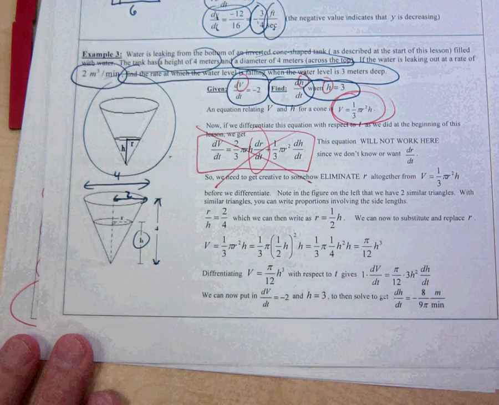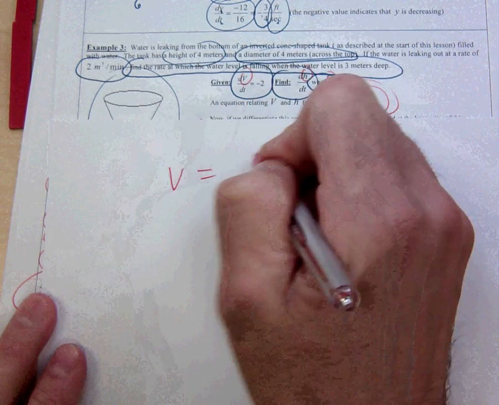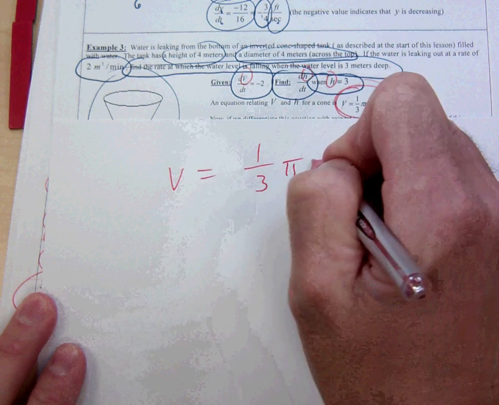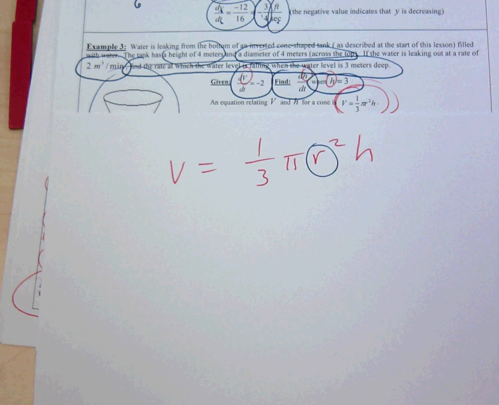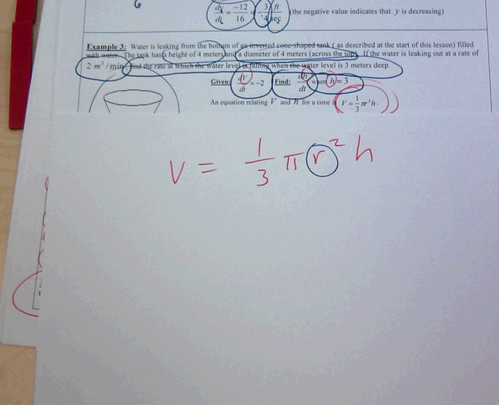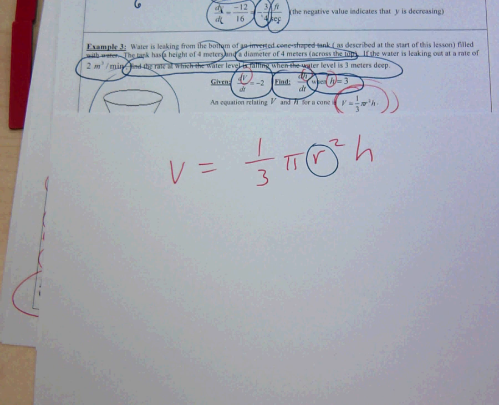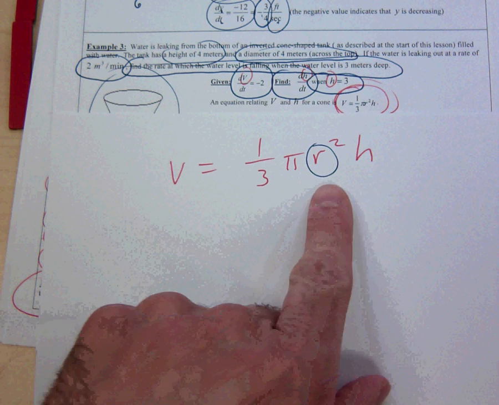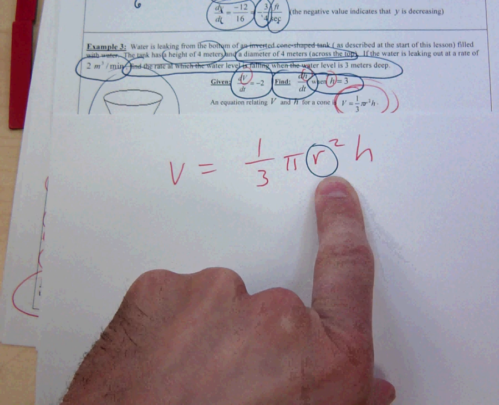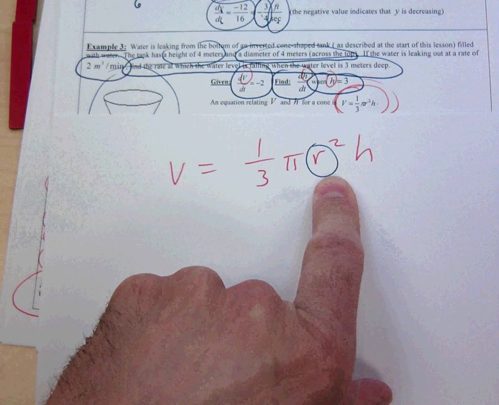Well, let me talk about it. Everybody agree that R cannot be there when I differentiate, because if I leave it there, I'm going to have a dr/dt, and I don't know what dr/dt is. I'm going to be stuck. You see why that's a problem? So how am I going to get rid of that R? Well, you're going to have to get creative, and let me show you what I mean by that.